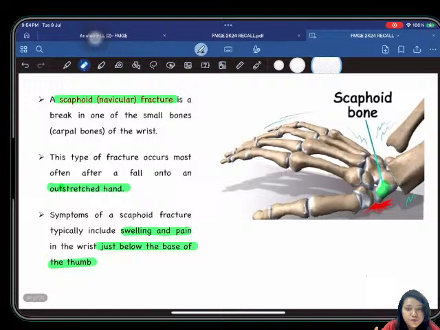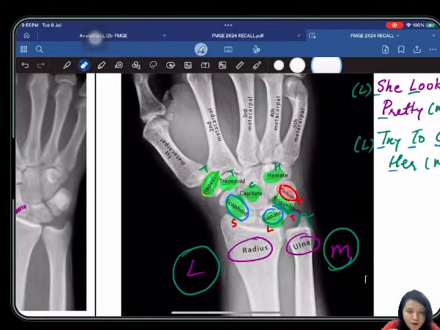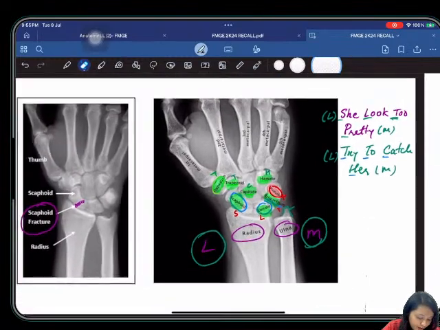Then fall on an outstretched hand, as I have already told you, scaphoid fracture, very common. How to identify the carpal bones, what is the mnemonic? So you know that: she looks too pretty, try to catch her. After identifying, you have to look for the fracture.